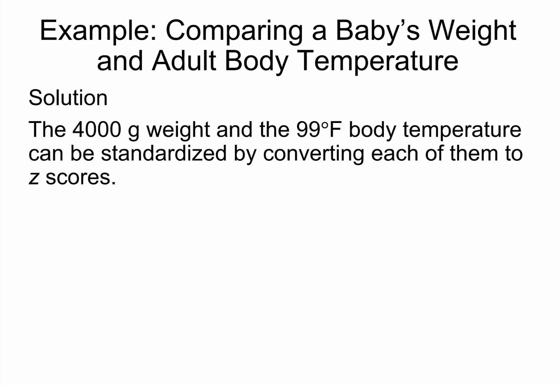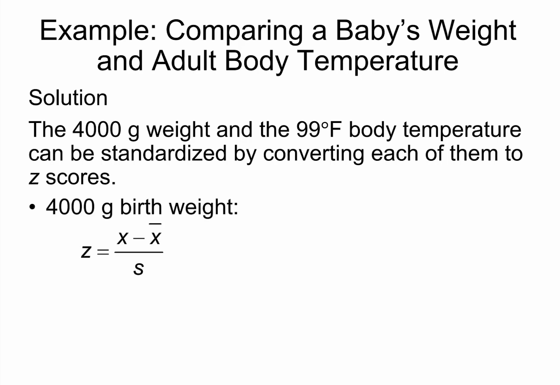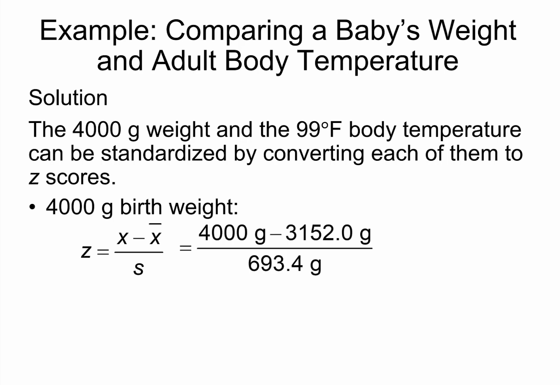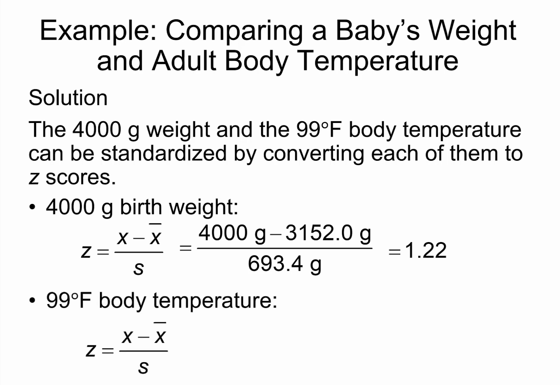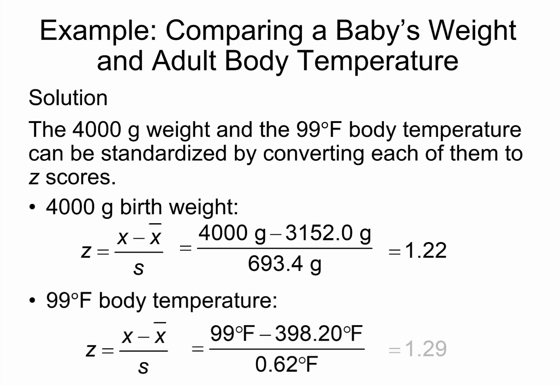So what we can do is standardize each of these relative to the distribution from which they were drawn and then compare the z-scores. So for the 400-gram birth weight, we're going to take the data value 400, subtract the mean of the sample, and divide by the sample standard deviation, and we come up with a z-score of 1.22. For the body temperature, same thing, and here we come up with a z-score of 1.29.